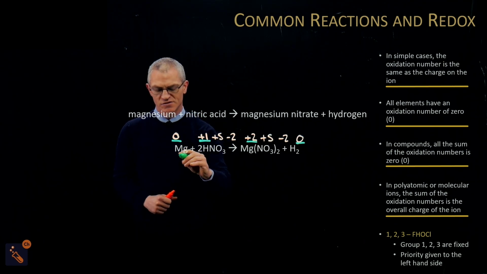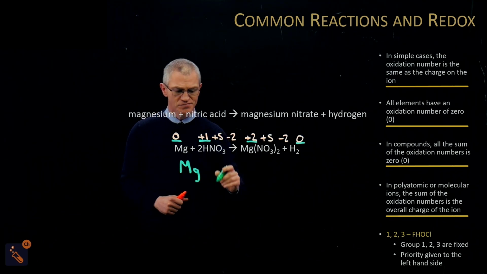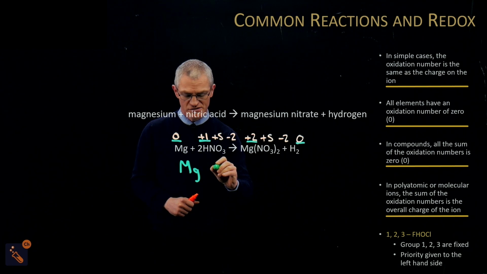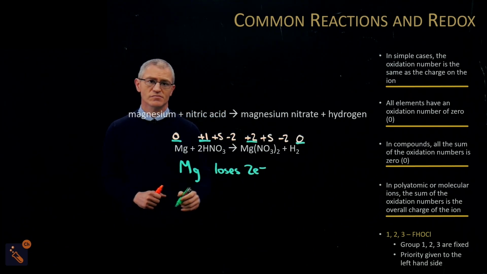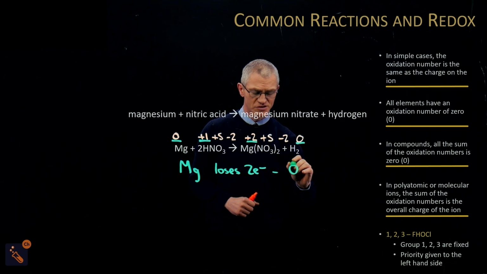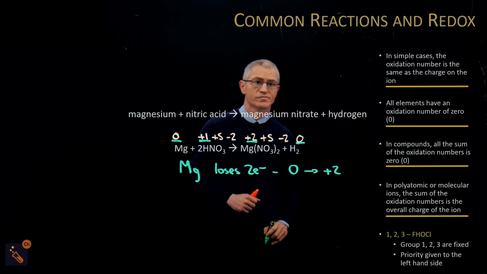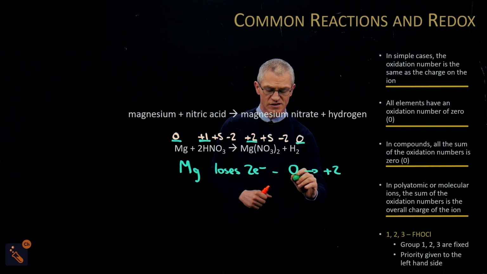So in terms of the magnesium, all we have to say is that the magnesium is going to go from 0 to +2. Okay, so it loses 2 e-. We have to say that, because it's going from 0 to +2. And then we can say from that, if it's going from 0 to +2, that's losing electrons, therefore that is oxidation.